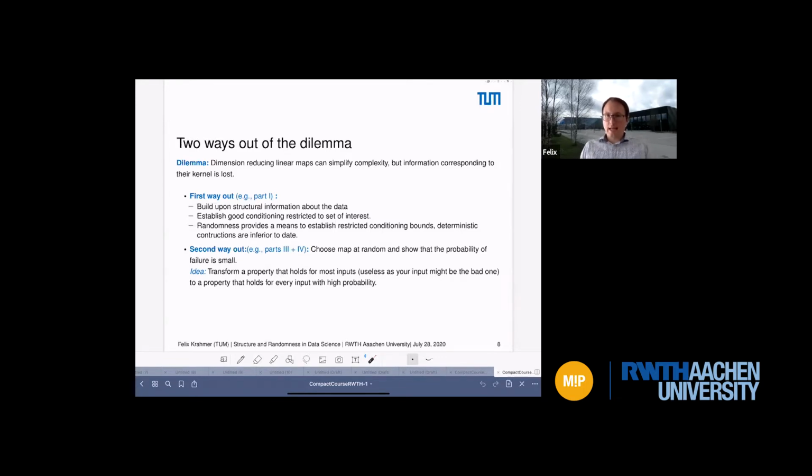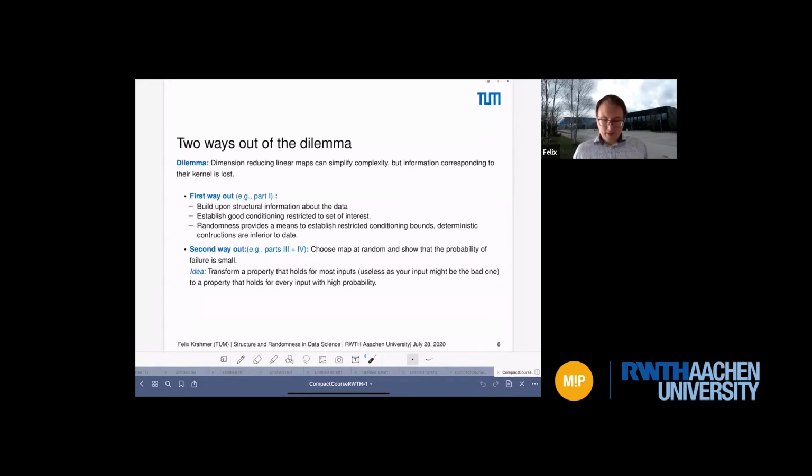And then randomness helps, because we can show that we have these desired conditioning properties with high probability. That's typically possible in cases where we don't know of any deterministic constructions that would achieve something. And part 2 is some type of a hybrid. I will say something about this, but parts 3 and 4 are more a second way out.